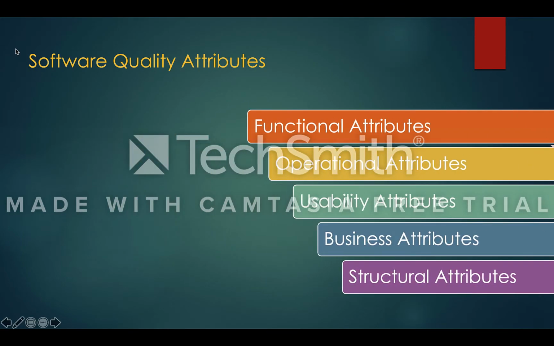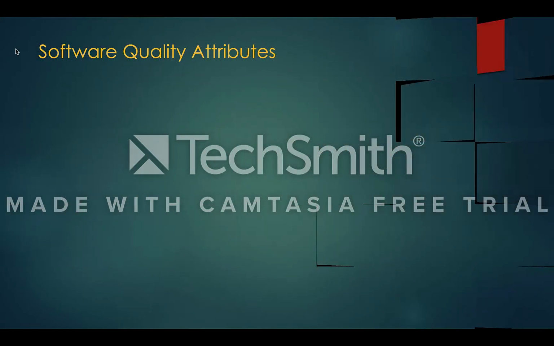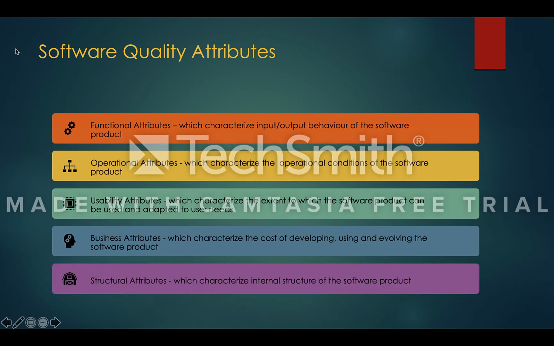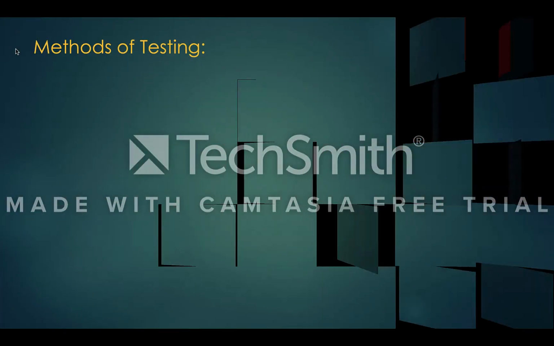We have the functional attributes, operational attributes, usability attributes, business attributes, and instructional attributes. So in this, we see the characteristics of the input-output behaviors, the operational conditions, and how the software product works. And we characterize the cost of developing the software and see the internal structure of the product.